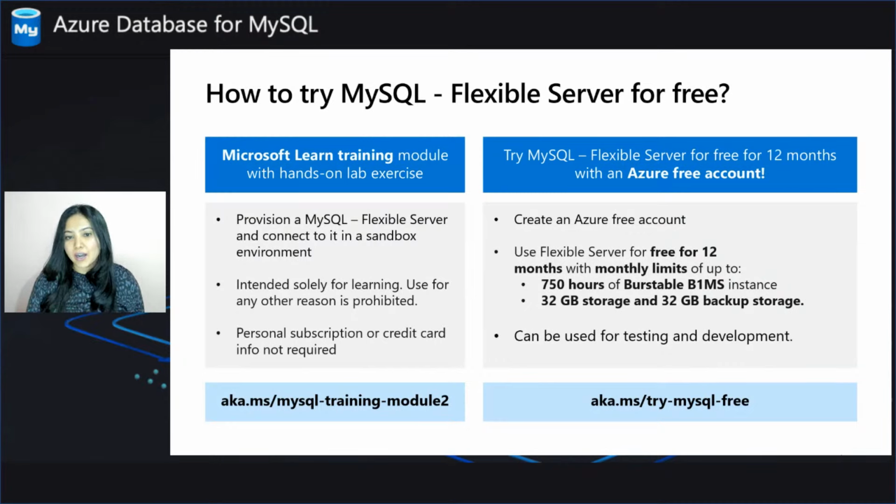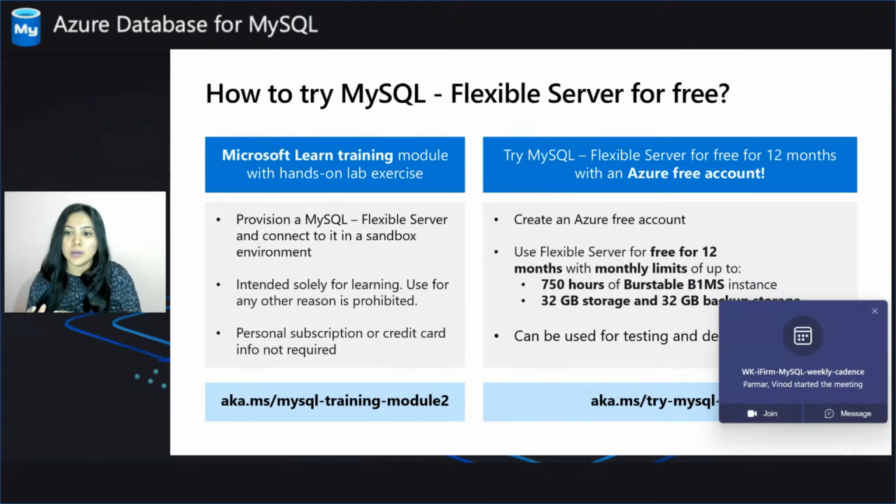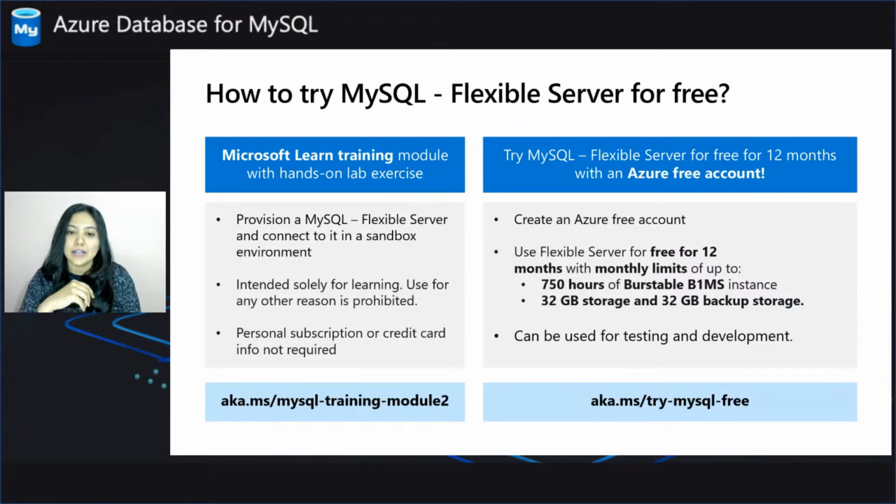So through this Azure free account subscription, we provide the ability to run a burstable B1MS server for a total of 750 hours per month. Now, that can translate to either the ability to run one B1MS server continuously every month for 12 months, or you can also have multiple B1MS servers running as well, and you'll get around 32 GB of storage as well. So you're essentially free to test out the service as much as you want and even run small workloads or play around with most of the features. Now let's head to the demo.